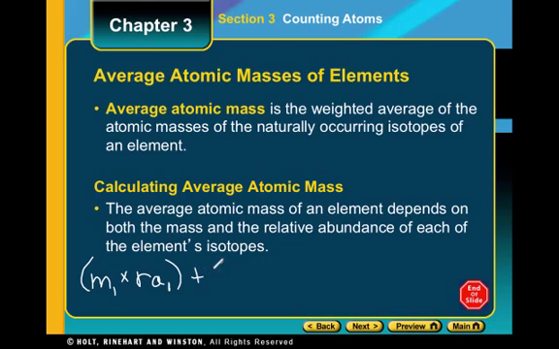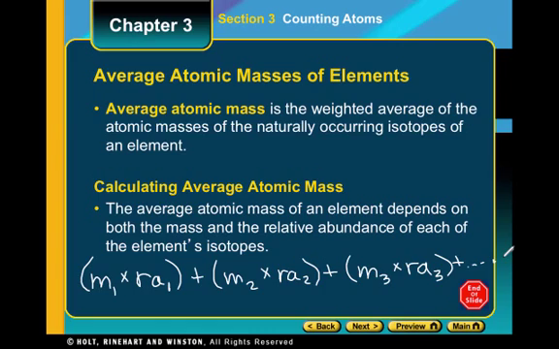Okay, and then you would add that to the mass of the second isotope times its relative abundance, plus the mass of the third isotope. There can be many, many isotopes. And you would just keep repeating this until you've done all of the isotopes that are listed. Yes, it needs to be in decimal form. So there's percent abundance and relative abundance. You want to use relative abundance, not the percentage. It will probably give you the percentage, but you need to convert that.